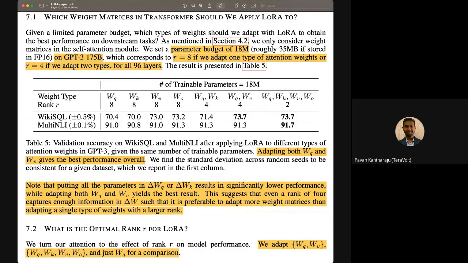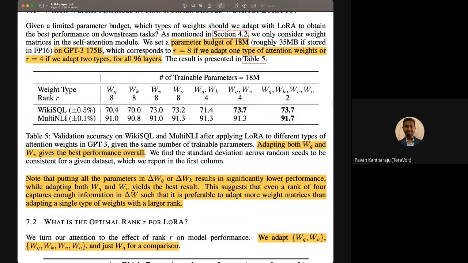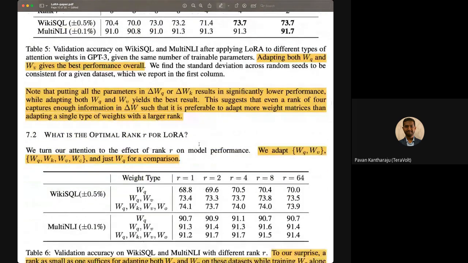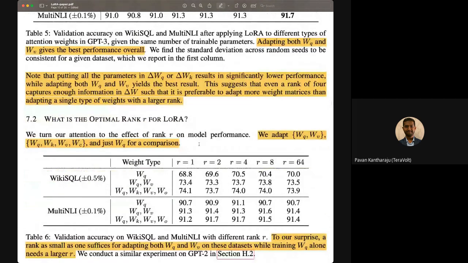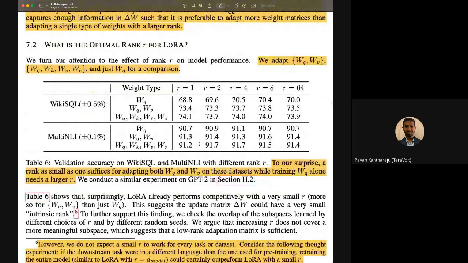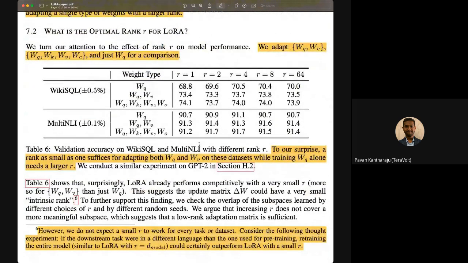Specifically validation accuracy performance on these 2 data sets. And for the second question, which looks at what's the optimal rank for LoRA, they vary the rank from 1 to 64, and they adapt only the query and values, the query, key, value, and the output, and just the query, and they compare across all 3 of these.